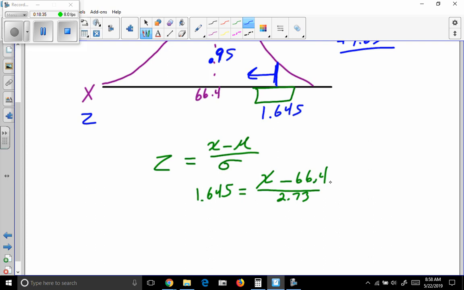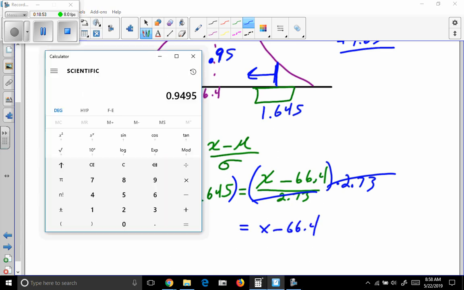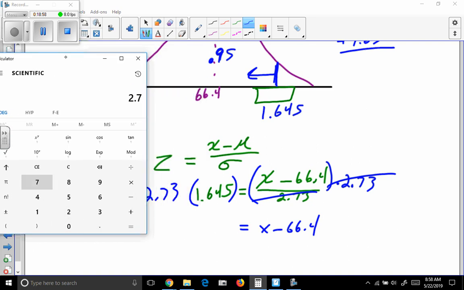So we want to get rid of the fraction. Multiply both sides by 2.73. The 2.73 on bottom and top cancel, leaving x minus 66.4. On the left side, when we multiply 2.73 times 1.645, we get 4.49. Let's go to 3 decimal places, 4.491.